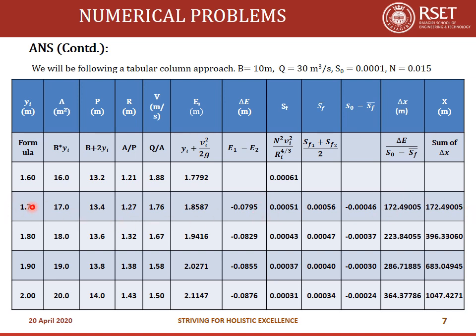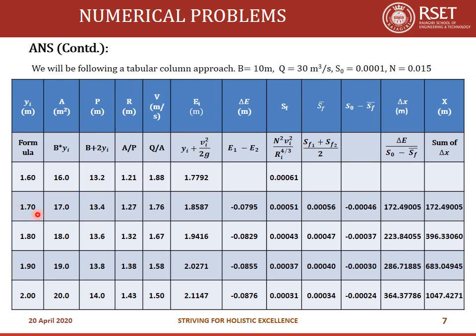So 1.7 meter, I've taken an increment of 0.1. You can take a lower value also. You can take 1.65, 1.7, 1.75, 1.8 like that. But the number of columns will increase, and the calculations required will also increase. So that is why I've taken a lesser number of steps here.